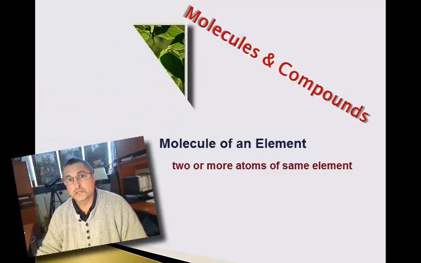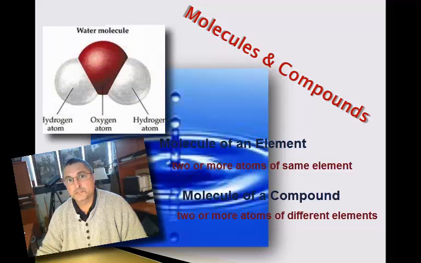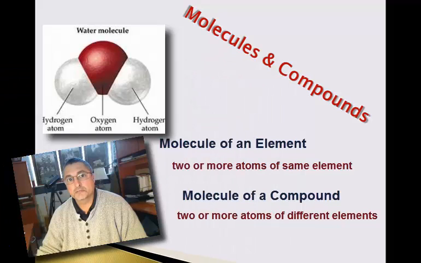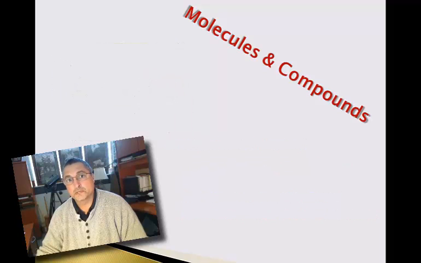Another type of molecule is going to be a molecule of a compound. In the case of a molecule of a compound, we will find that we have two or more atoms of different elements chemically bonded together to make that molecule. An example would be water, H2O, in which we have two atoms of hydrogen and one atom of oxygen chemically bonded together. Another example would be sodium chloride, in which we have an atom of sodium and an atom of chlorine chemically bonded together to make a molecule of sodium chloride.